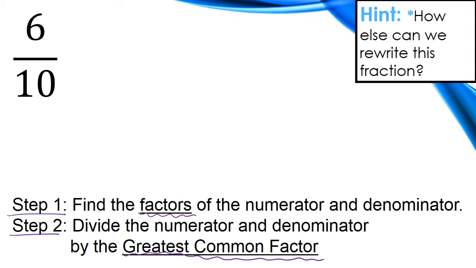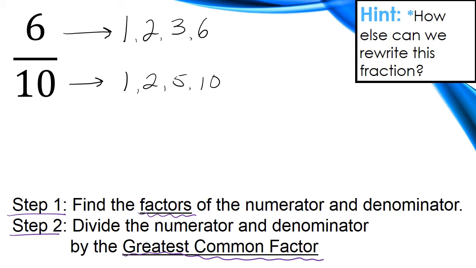So we're going to come up with the factors for our numerator, which is 6. So we can do 1 times 6 gives us 6, and 2 times 3 gives us 6. So we listed out our factors of 6, which are 1, 2, 3, and 6. And our factors of 10 are 1 times 10 gives us 10, and 2 times 5 gives us 10. So we listed out the factors in step 1.